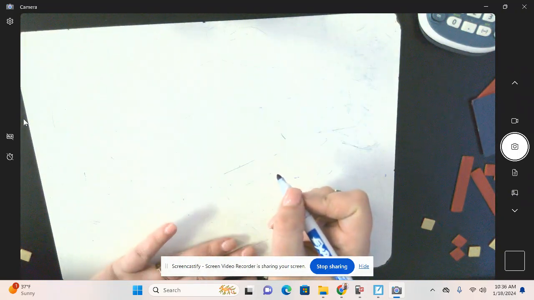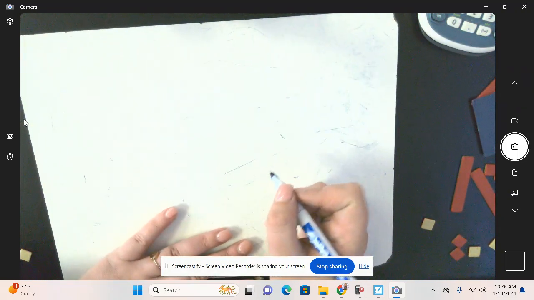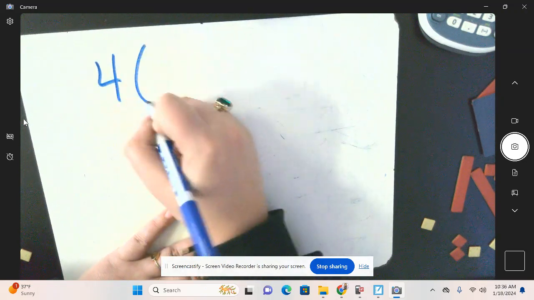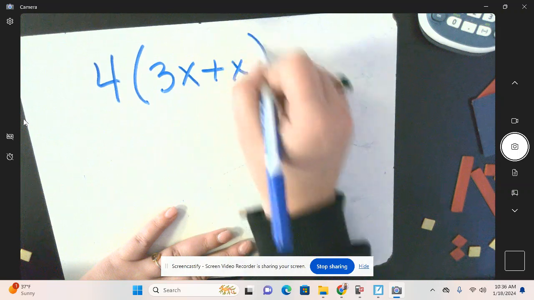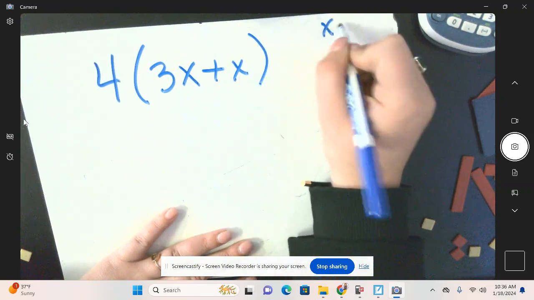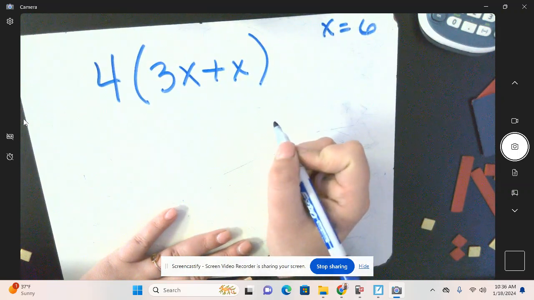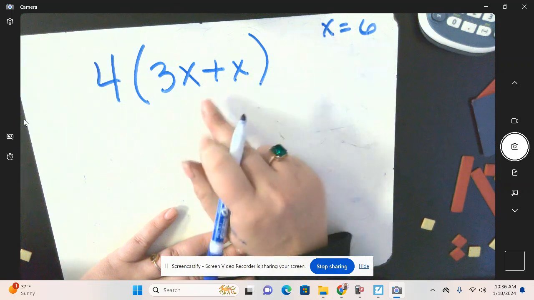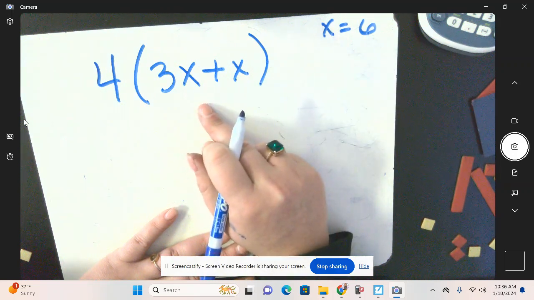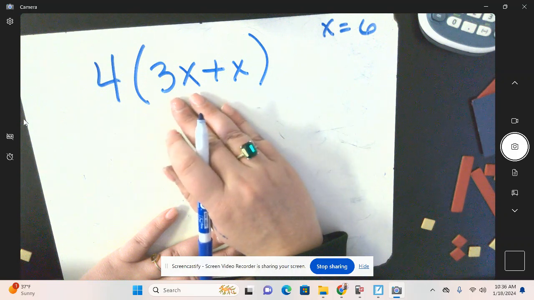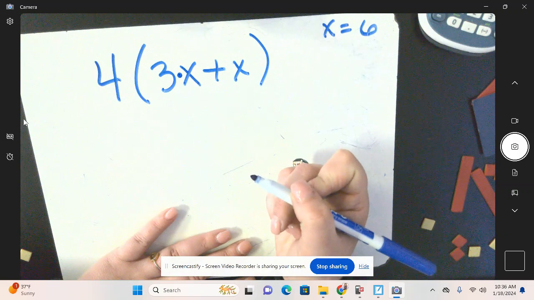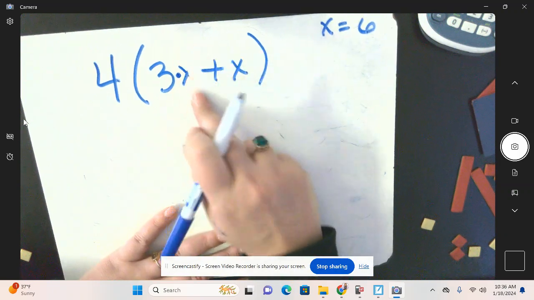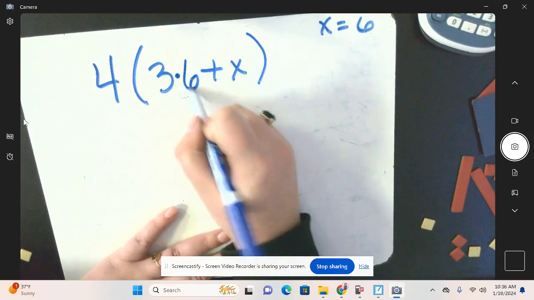All right, number 23 says, are the two expressions equivalent when x equals 6? So I'm going to plug in. Here's my first expression. I have 4 times the sum of 3x plus x. And it says that x equals 6. So I'm going to substitute 6 where there's an x. And one thing I need to remember is that right here, when I have a coefficient and a variable, the operation of multiplication is happening between the two. So I can now replace my x's with a 6.